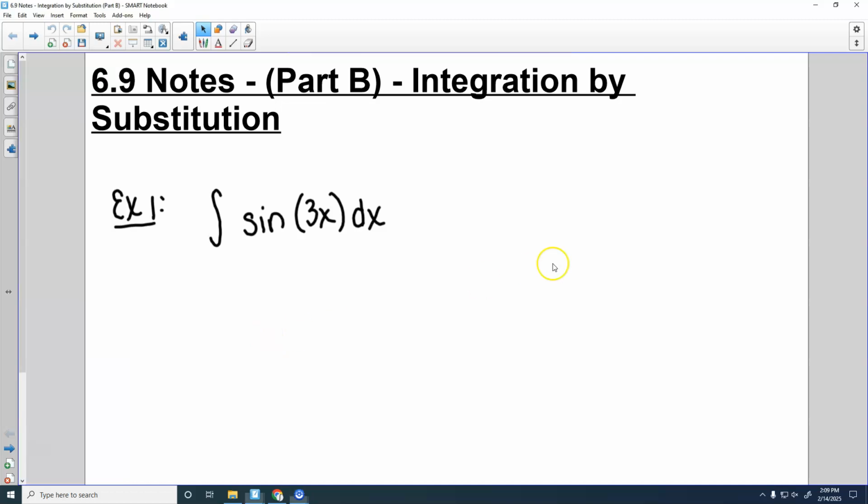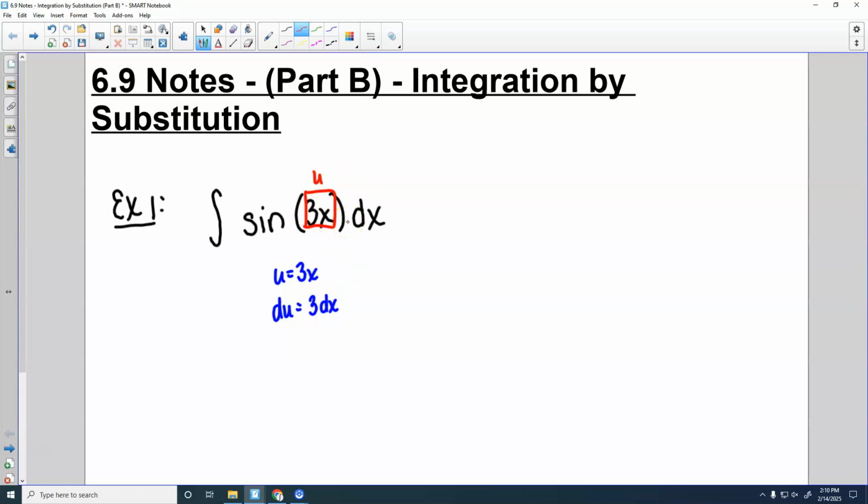This first one should be a pretty straightforward one for us. Solana, what do you think we should use for the u for this one? 3x. Very good. So u needs to be 3x, which means that du, what will we get for that? With a dx behind it. So we've got right here, we can use this for our u.